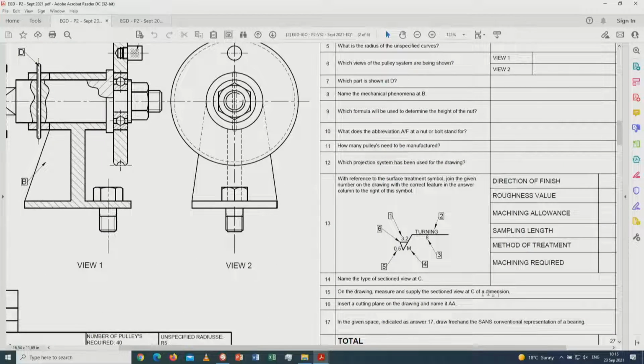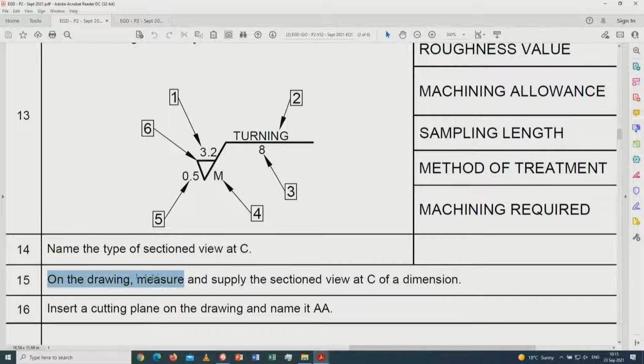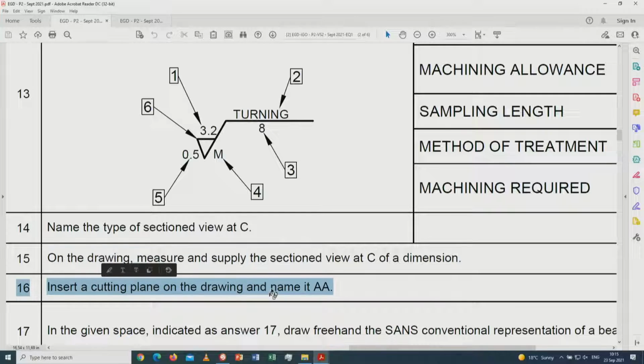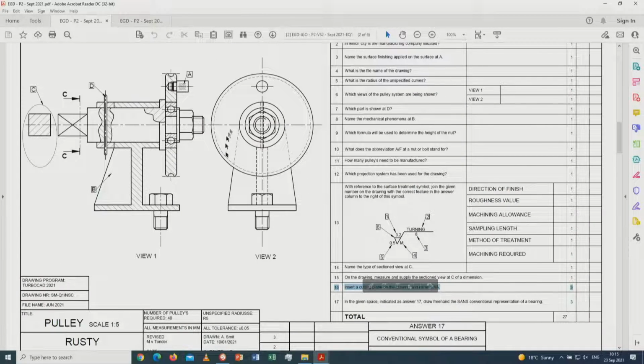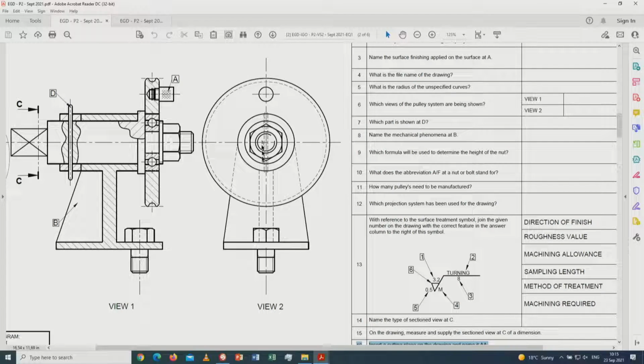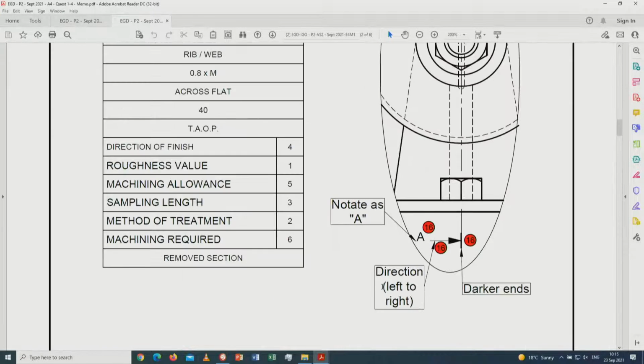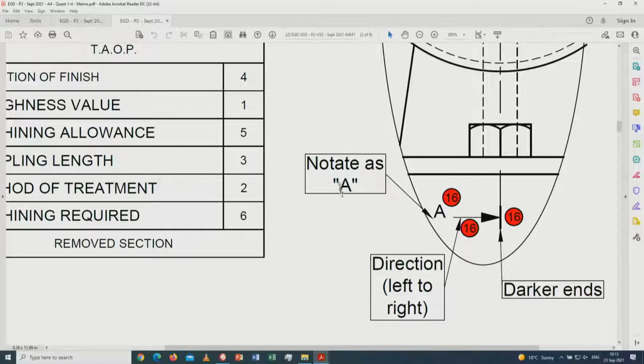All right, the next question points out on the drawing, measure and supply that we have done just now, insert the cutting plane on the drawing itself. So now we have to go to this part over here. The cutting plane can only be placed in this area over here. It points out a sectional front view, so the direction of view will be from left to right. If I go to my answer in this regard, you can see it's notated A, so the learner gets half a mark for that. The learner will get half a mark for the direction left to right.